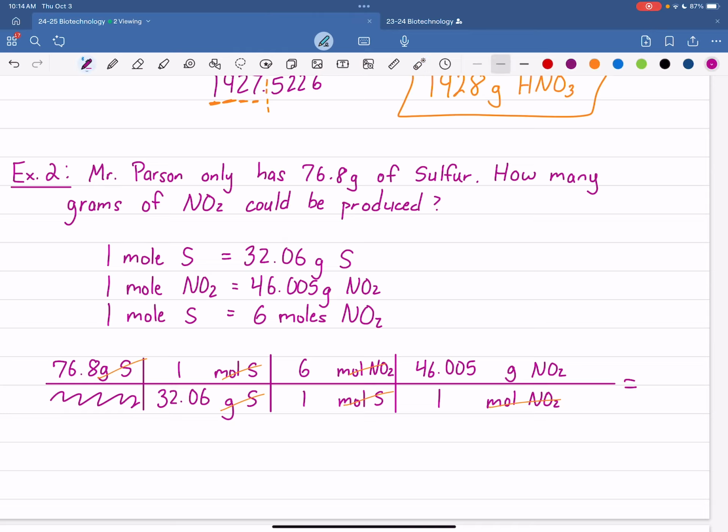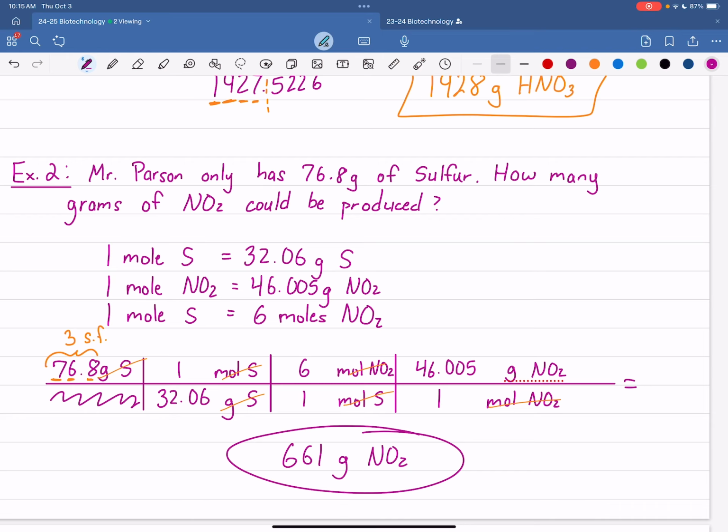Now I can put this all into the calculator. I'm going to look ahead though and just verify the number of sig figs in my original number here. Looks like we have 3 significant figures. So when I do this calculation, my answer should also have 3 sig figs. I just entered this all into the calculator, and accounting for the 3 sig figs, the answer I get is 661 grams of NO2. Alright, that's how you do your mass-to-mass conversions.